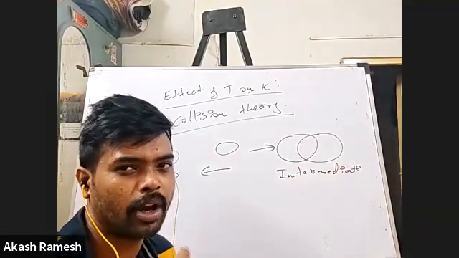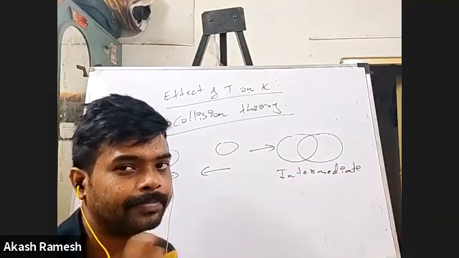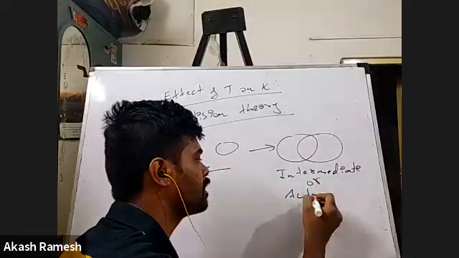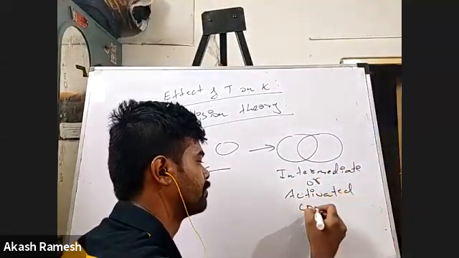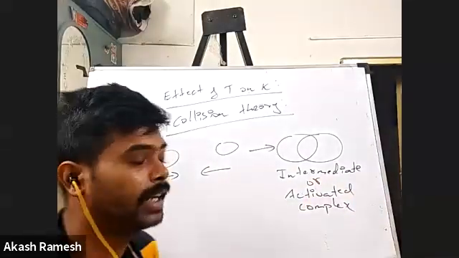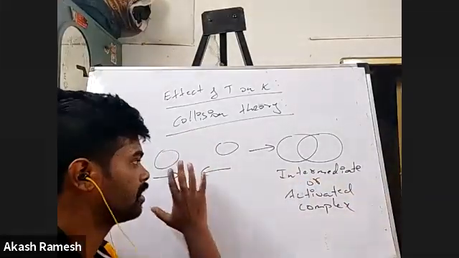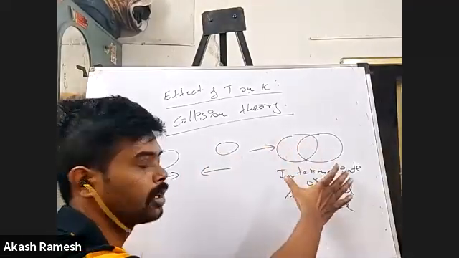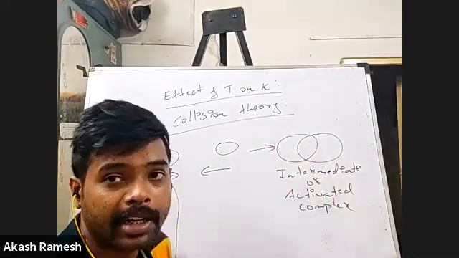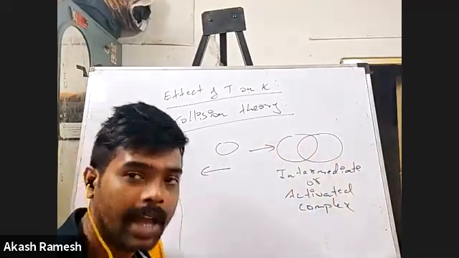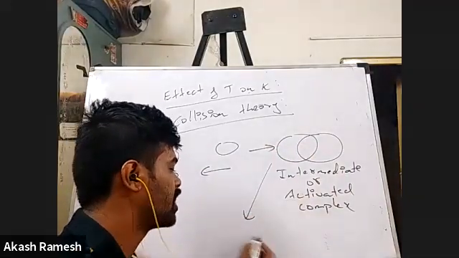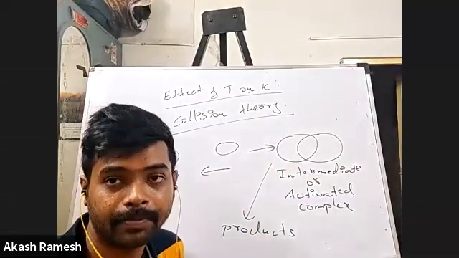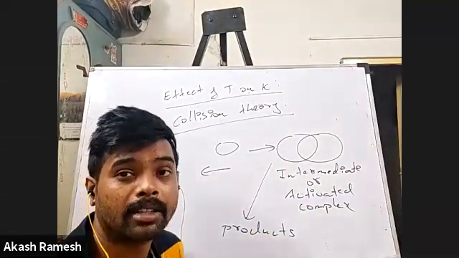Now, instead of calling it an intermediate, if I want to give a technical term, some good term to this, I will also call it an activated complex. This is my transition state. Like before, these two are the reactants. They're coming together and in between the reaction there will be something called an intermediate. It is also called an activated complex. Now this activated complex will do something and change itself into the products. It will either gain something or lose something.